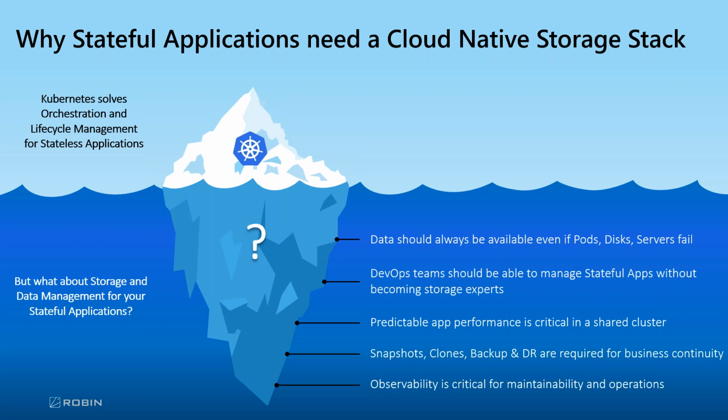Another one is predictable application performance, right? So if you are sharing a cluster, which in most of the cases is the reality, let's say you have 3 databases running, 3 Postgres databases running on the same cluster. How do you make sure that each gets its own share of IOPS and the performance is predictable?